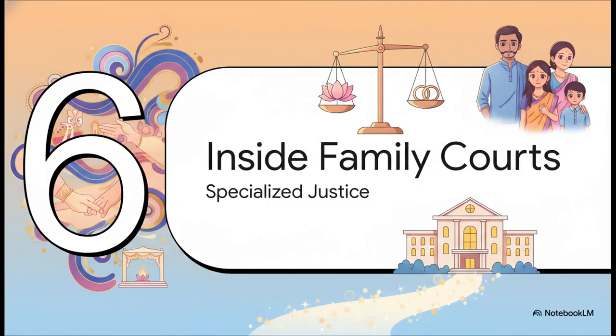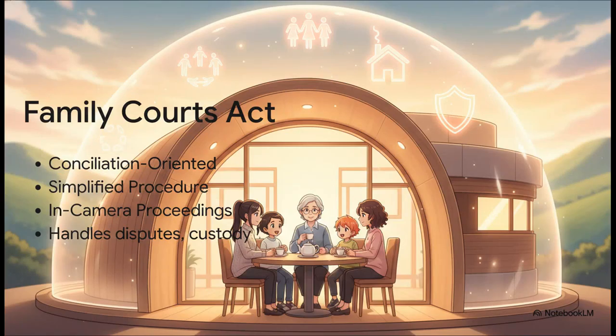And finally, Section 6, inside the family courts. And this brilliantly illustrates where all these legal battles and reconciliations actually happen. The Family Courts Act of 1984 established spaces that are totally different from standard civil or criminal courts. They are deliberately conciliation-oriented, meaning the main goal is to encourage settlement and try to save the relationship if possible.